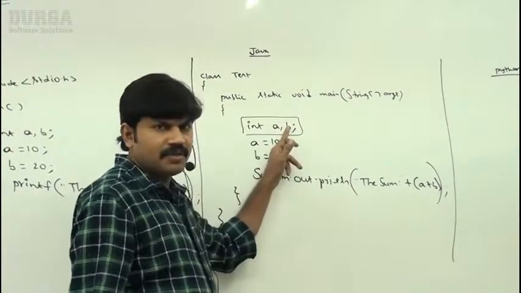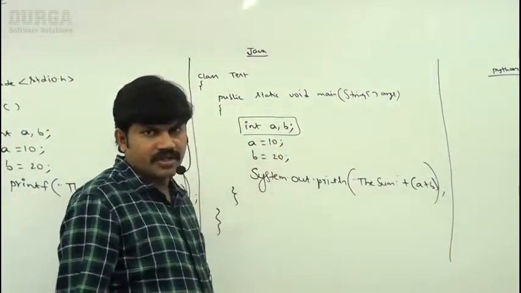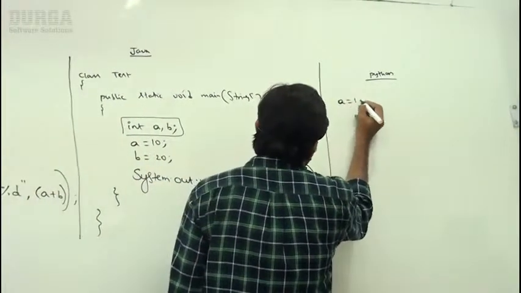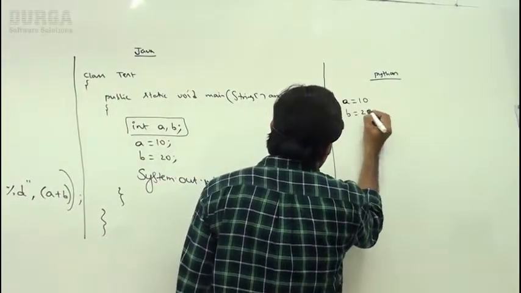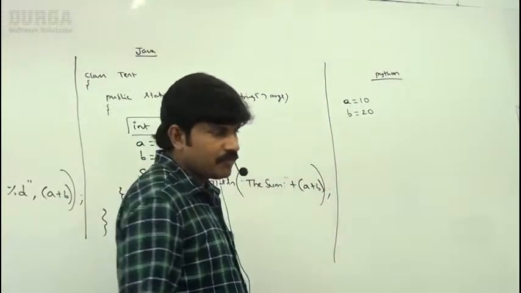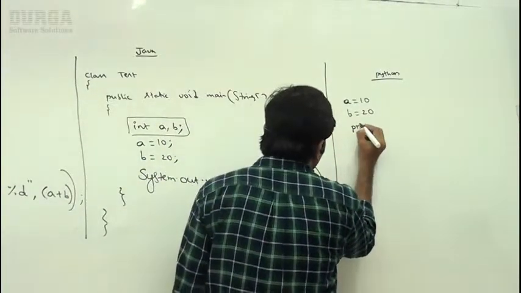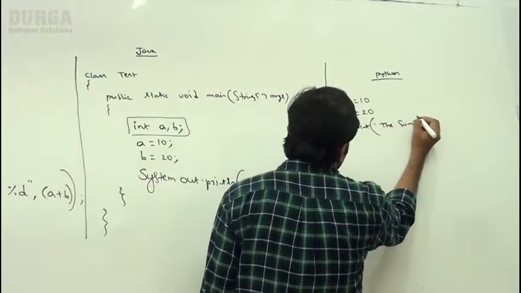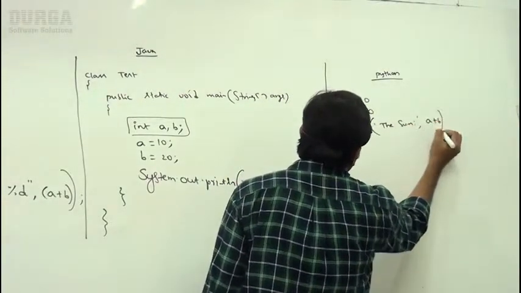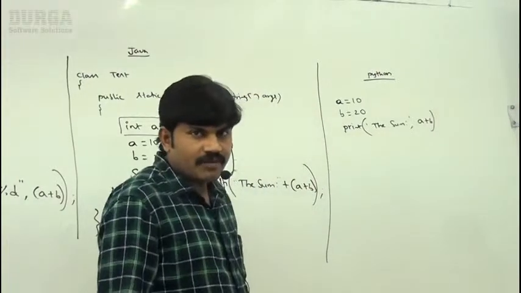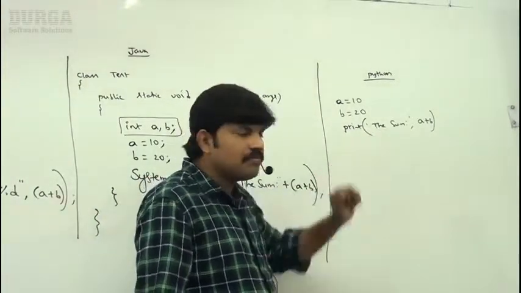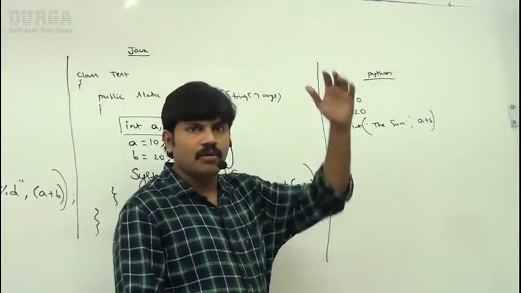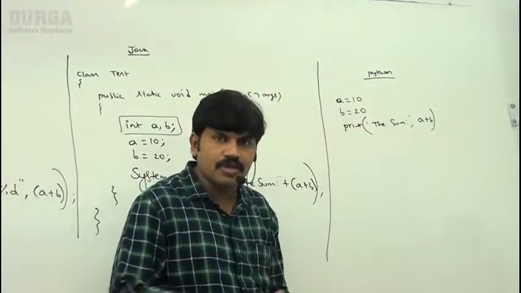Int a comma b, and then a is equal to 10, b is equal to 20, declare. Here in Python, I'm taking a is equal to 10, b is equal to 20, and then print the sum a plus b. That's all. We are not required to write big code. Just two or three lines of code are more than enough.